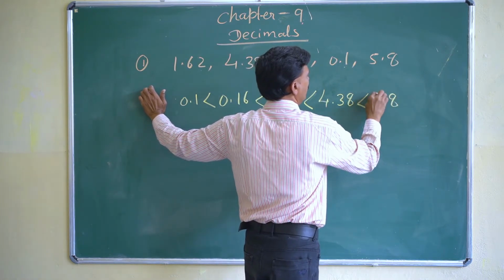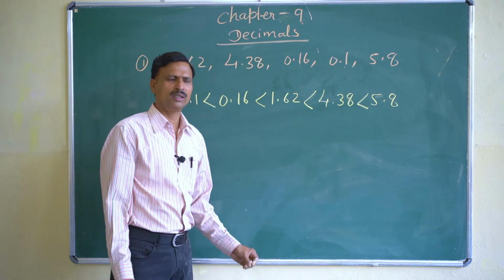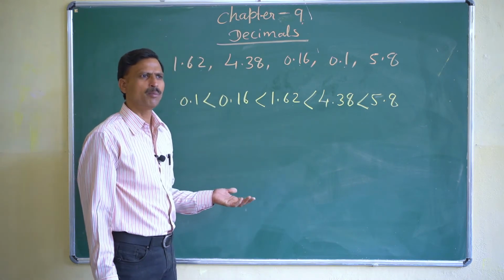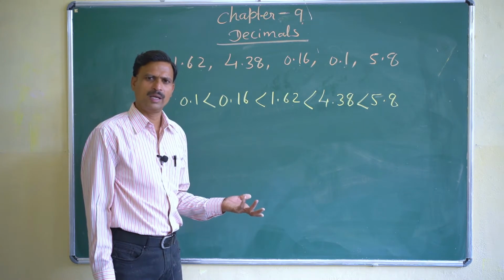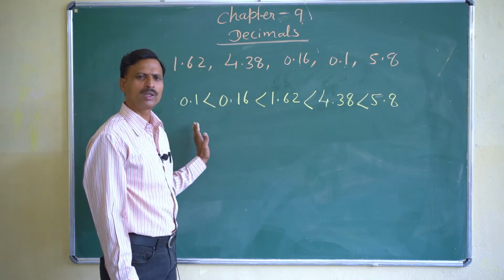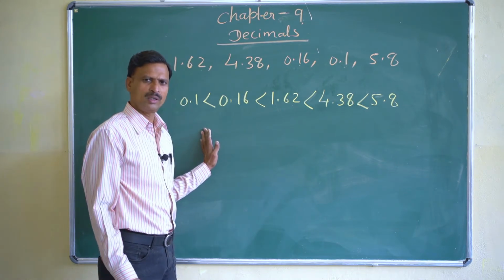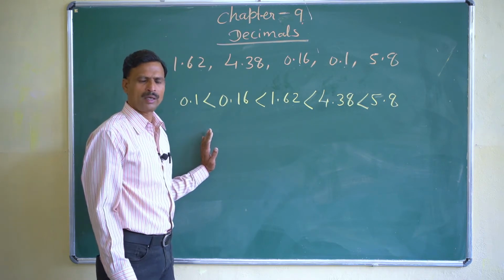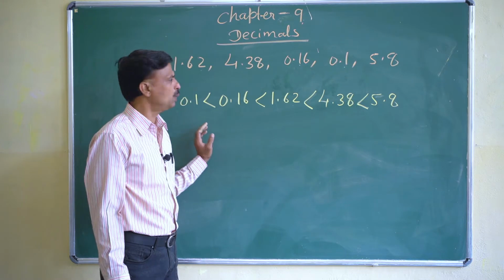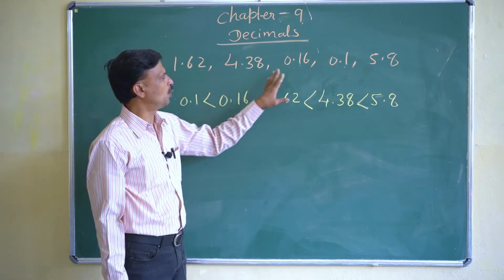So it is very easy, right? Just as we arrange simple numbers like natural numbers and whole numbers in ascending or descending order, the same thing applies for decimals. It is not different, the way is the same, we only have to compare. And how will we compare, that I told you. First we compare their whole number part.